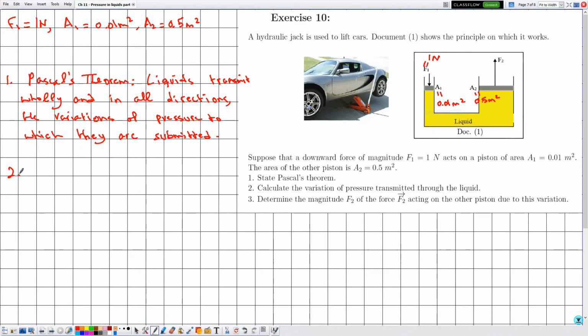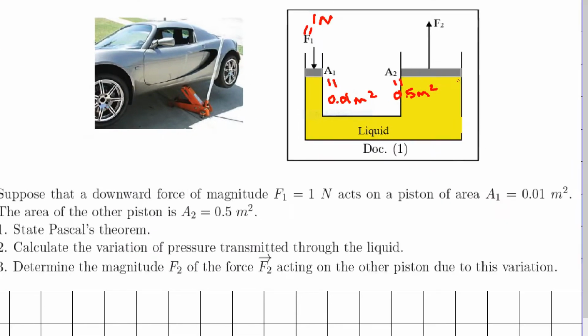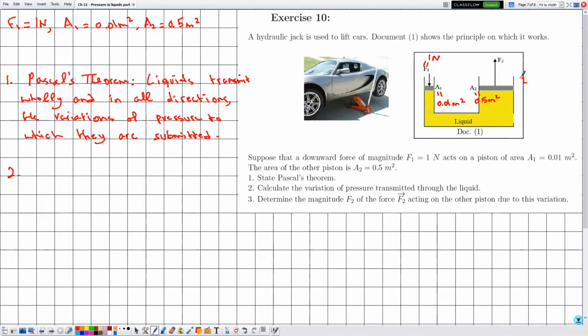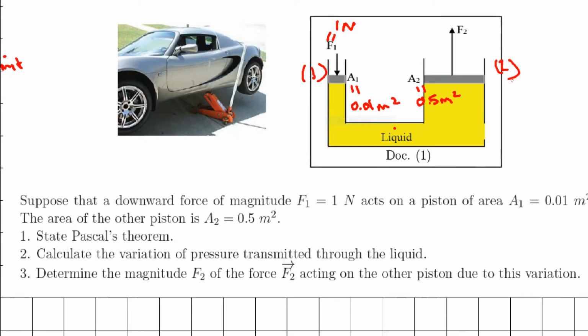And now in number 2, calculate the variation of pressure transmitted through the liquid. So this is the liquid. We need to calculate the variation of pressure. So for example, if you consider the other piston, let's denote this piston by 2 and this piston by 1. So the hydraulic jack consists of 2 pistons that are connected to each other via liquid.